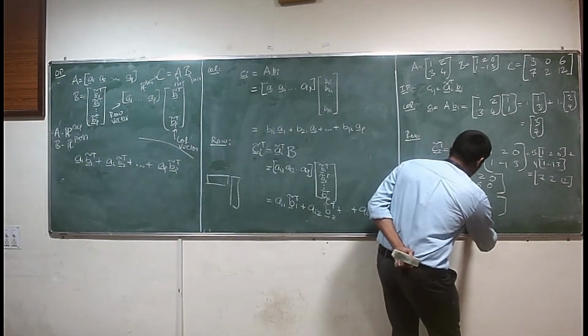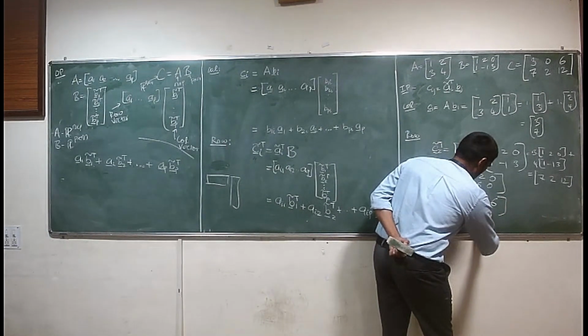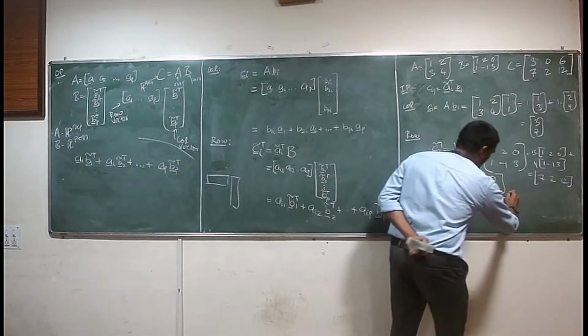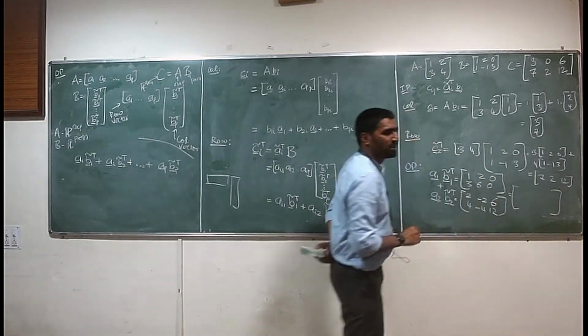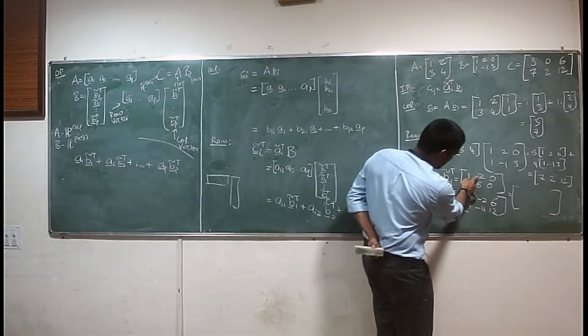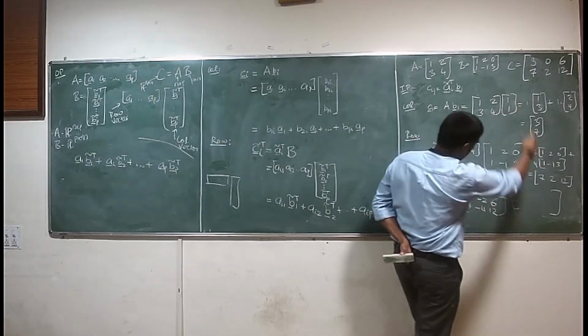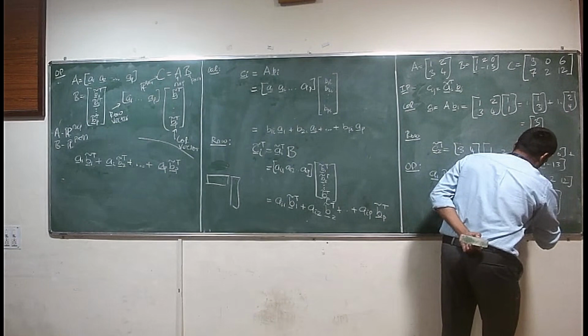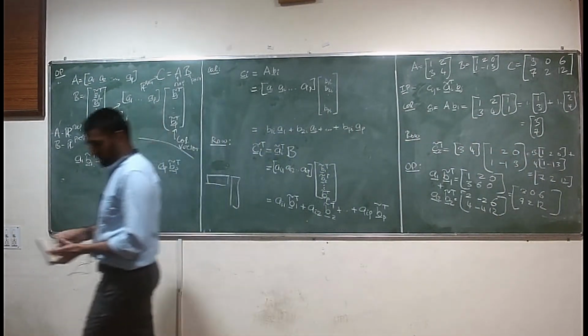Okay. If you add these two, what do you get? The sum of these two is supposed to be your C. 3, 0, 6, 7, 2, 12. Okay, so that's another way to look at matrix multiplication.